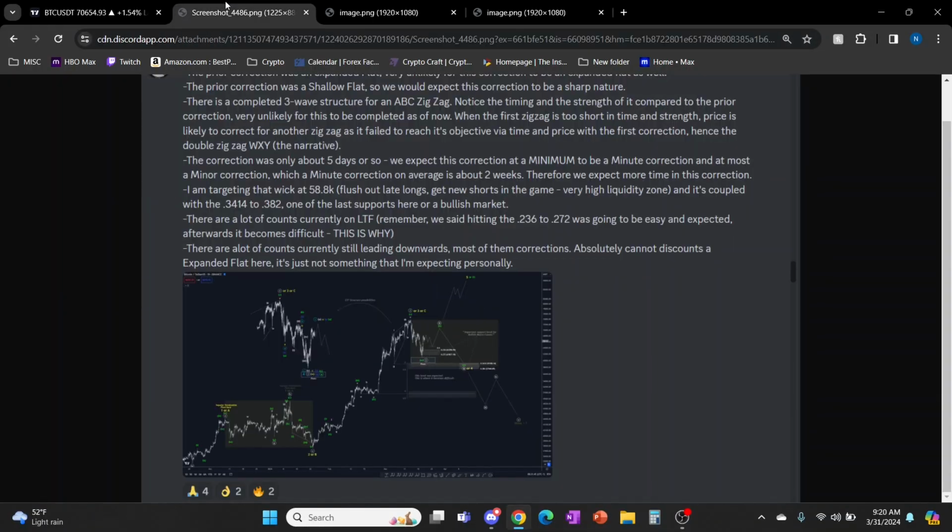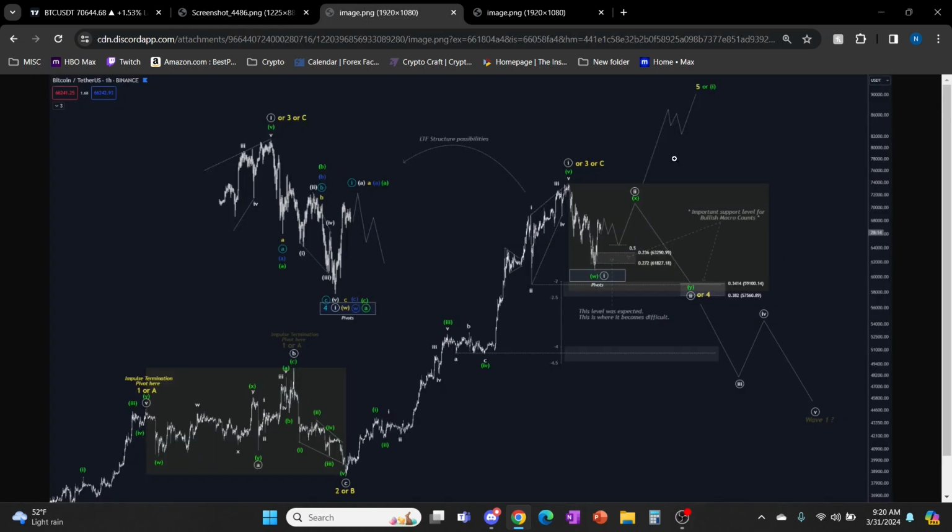I kind of touched on this in the Discord. Somebody asked me the reason why I believed it was going to become difficult after we got this correction. And we basically listed all the reasons out. Now, observing it from a chart perspective, it's because of how many different pivots can be created off of this single 3-wave move. There's a multitude of pivots that could occur, basically. That's why the move after this becomes difficult in managing expectations.